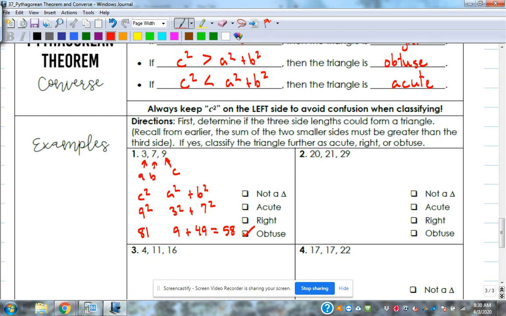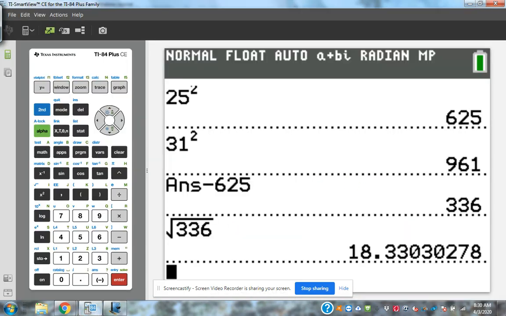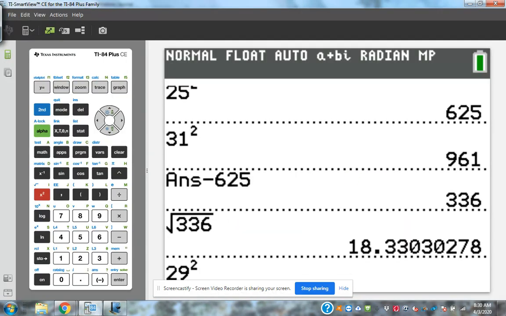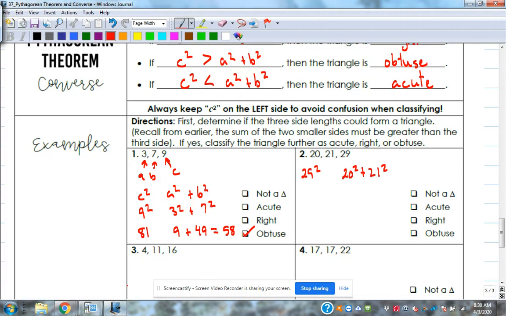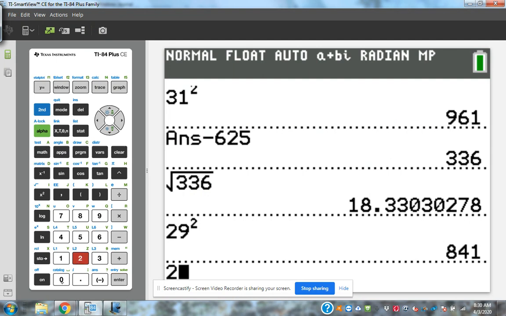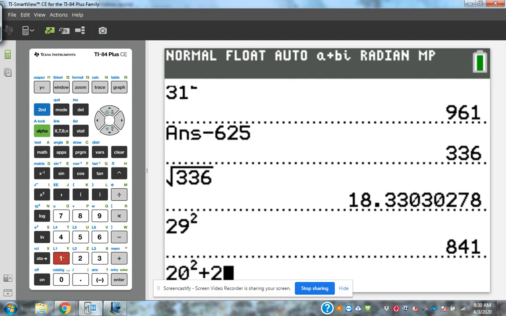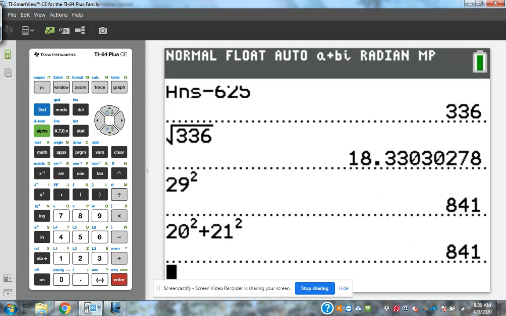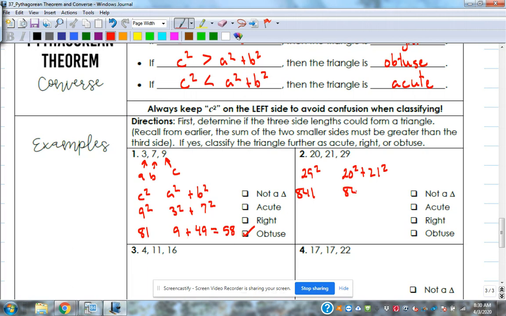Okay. And then 20, 21, and 29. So again, we're going to look at 29 squared. That's C. Then 20 squared plus 21 squared. And so calculator help here. 29 squared, 841. And then I'm just going to do 20 squared plus 21 squared. It's also 841. So that means that's a right triangle.